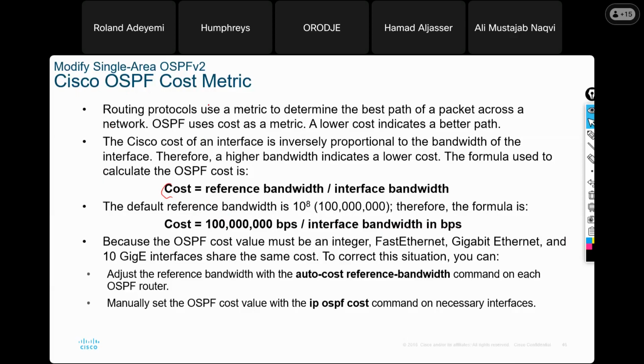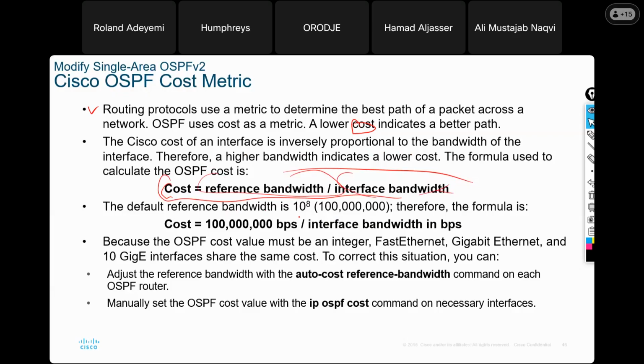Cisco OSPF cost metric. Routing protocols use a metric to determine the best path of a packet across the network. OSPF uses cost as metric, and a lower cost indicates a better path, and this cost is based on bandwidth. The Cisco cost of an interface is inversely proportional to the bandwidth of the interface. People that don't like mathematics, you will not like this, but it's not serious calculation. Therefore, a higher bandwidth indicates a lower cost. The formula used to calculate OSPF cost is, look at the formula in this place: reference bandwidth divided by interface bandwidth.